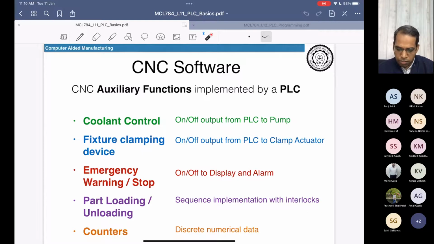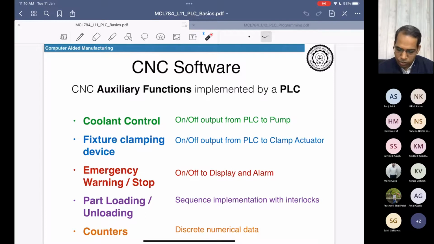There will be the automation which will be doing the fixture clamping. So there are fixture clamping devices, to unclamp and clamp the fixtures. You have an emergency warning and stop. These inputs will be going into the machine. There are some push buttons on the machine, and these push button inputs go somewhere into the controller inside. And accordingly, you will identify what action will be taken by the machine when you press some buttons. So these buttons are basically forming a part of the input to the PLC.